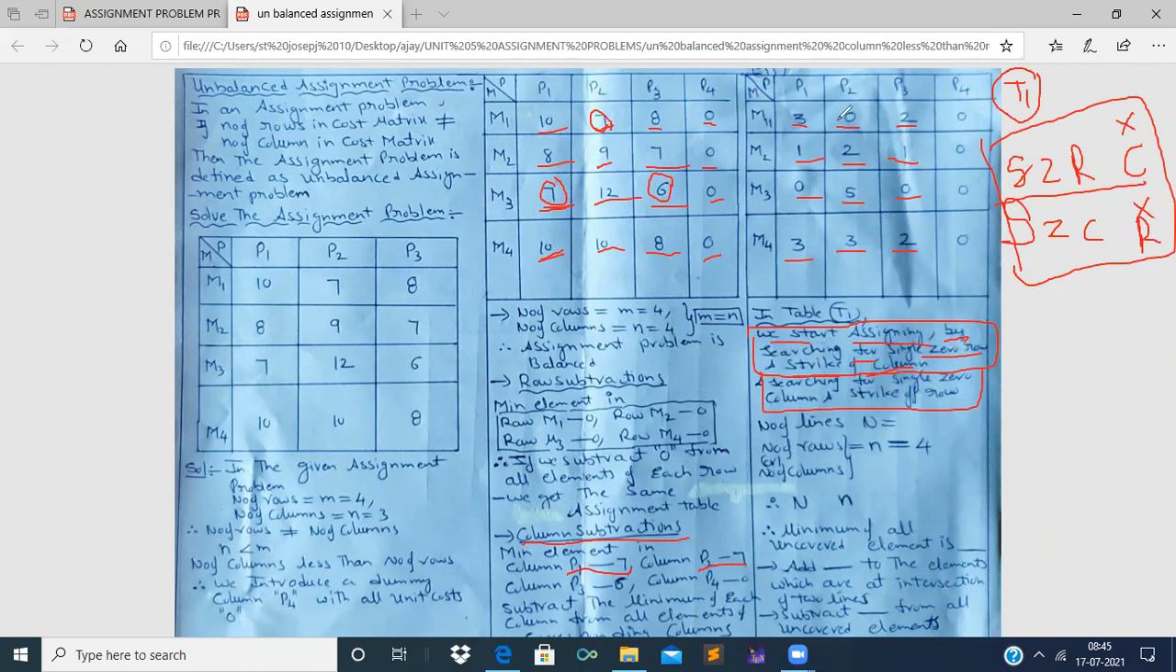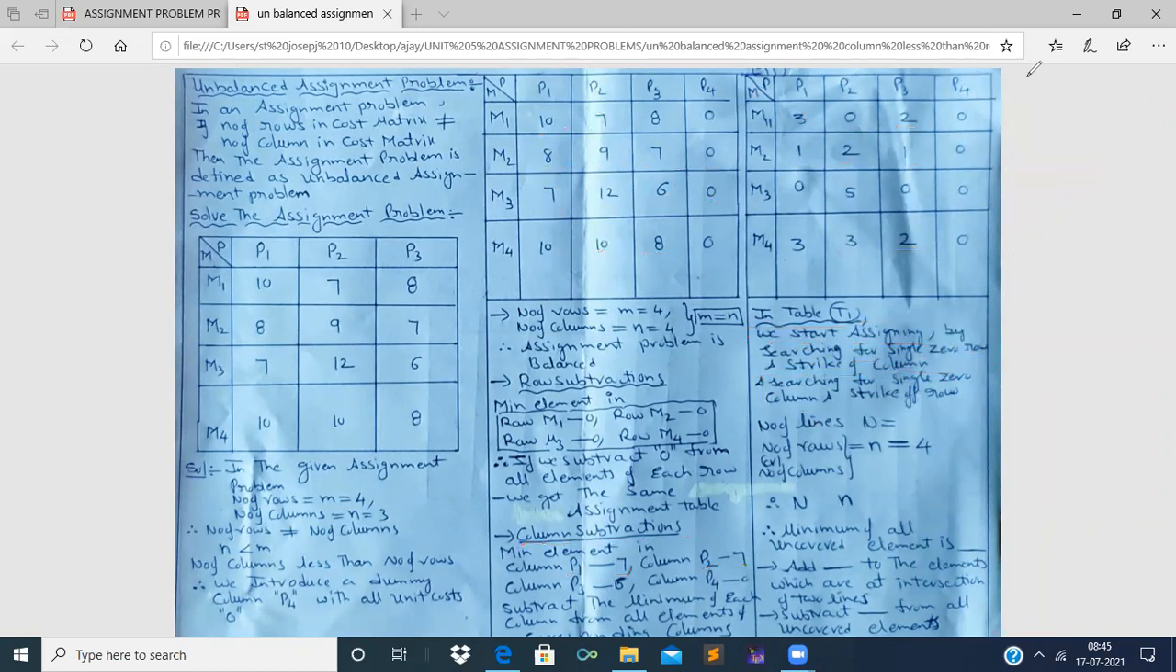Now let us start assigning here, in this table T1 itself, right? So see here, single zero row search. In the first row, M1 row, we find 2 zeros. Therefore, we should not disturb row 1, right? So let us go for the second row, that is M2.